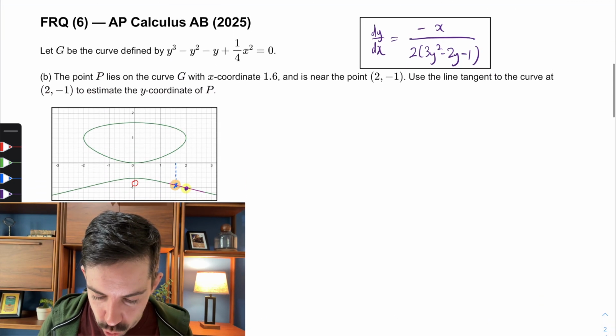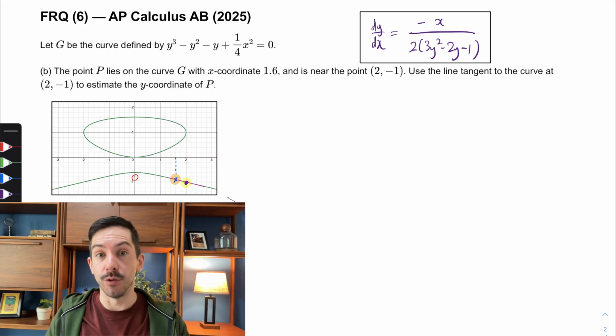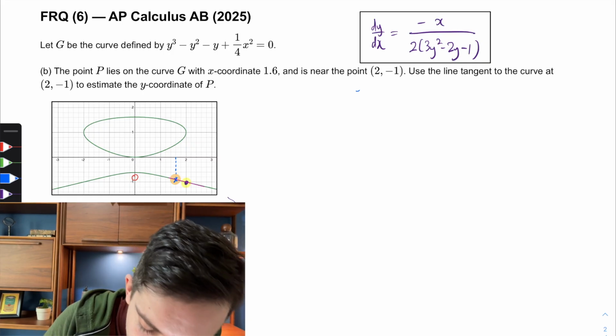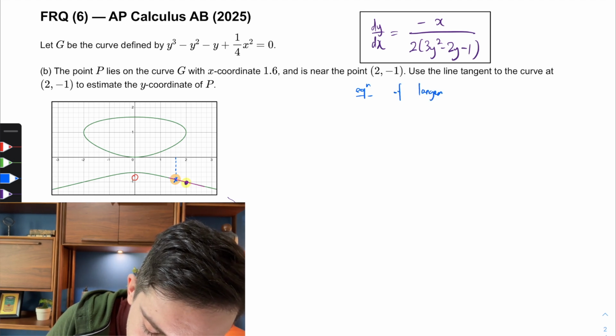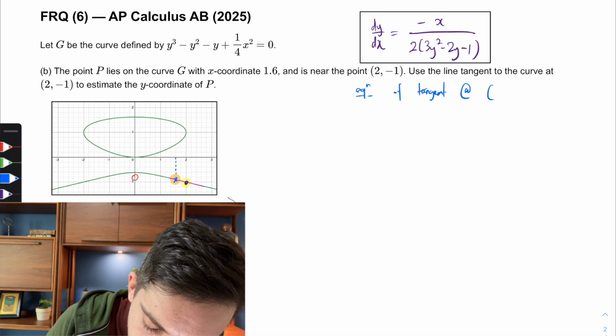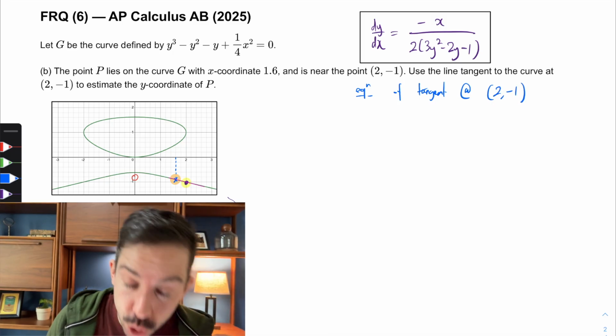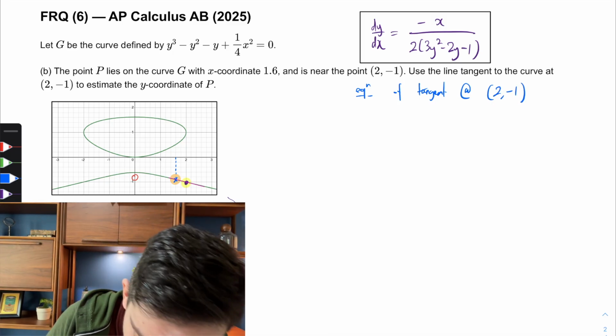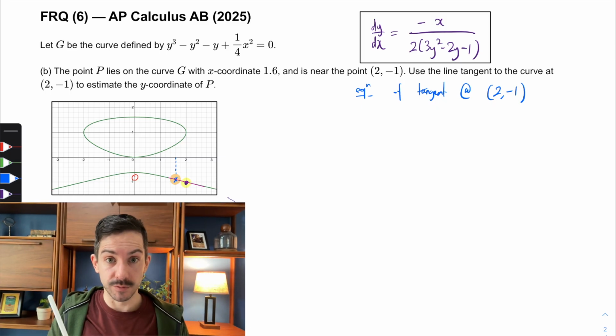Let's zoom out and see how we're going to tackle this. So we want to find the equation of the tangent at the point 2, -1. So we've got a point on the curve, 2, -1, a point on the tangent.